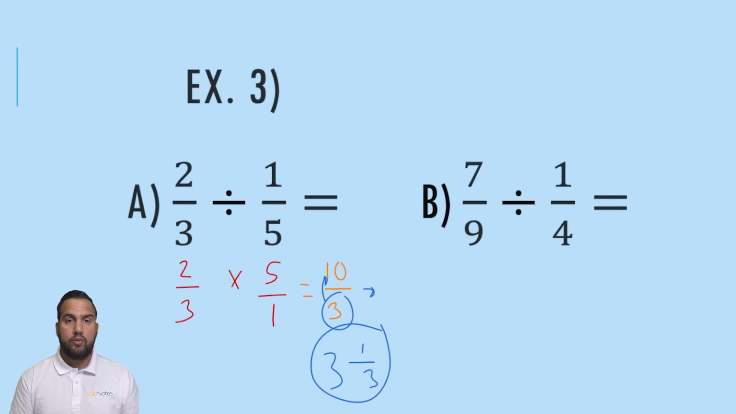3 1/3. Okay? So once again, ask yourself, how many times does the denominator 3 go into the numerator? 3 times led you to 9. How off were you? By 1. That's why it's 3 1/3.